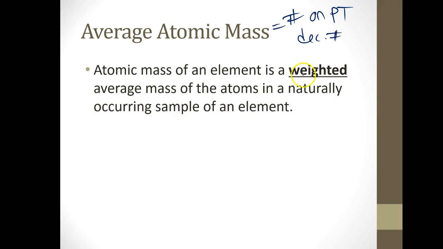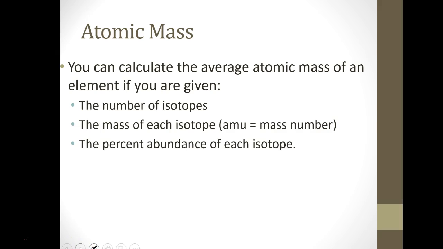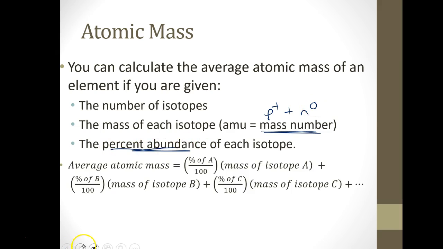Okay, it is a weighted average of the mass of the atoms in a naturally occurring sample of the element. It accounts for both the mass and the percent abundance of the isotopes that are present. The equation is a little weird, okay, but in order to do it, you need how many isotopes there are, how much each one weighs. Remember, it's the mass number, protons plus neutrons, and how much of it there is in the real world, and I will give you that.